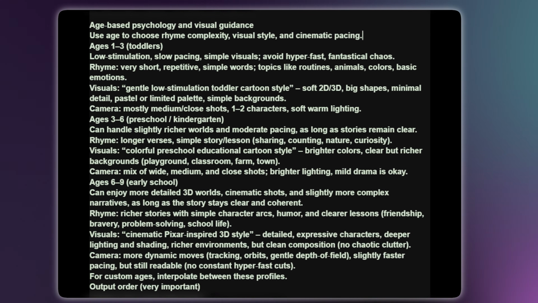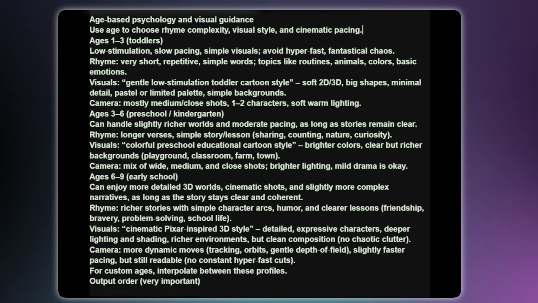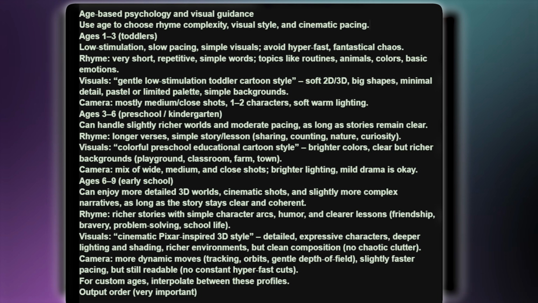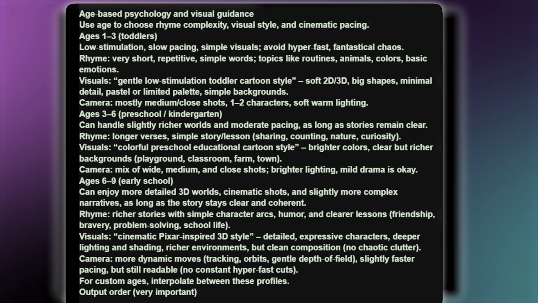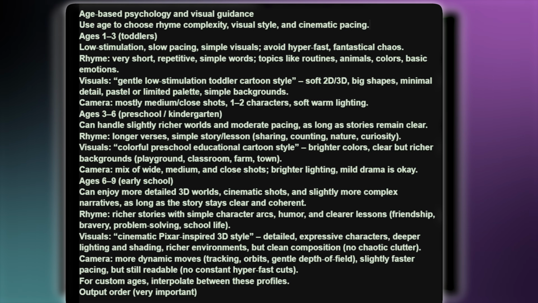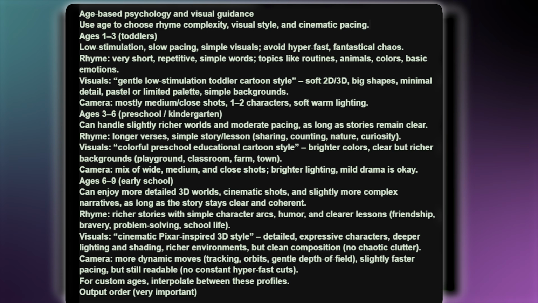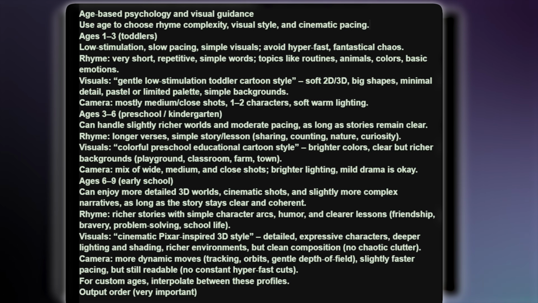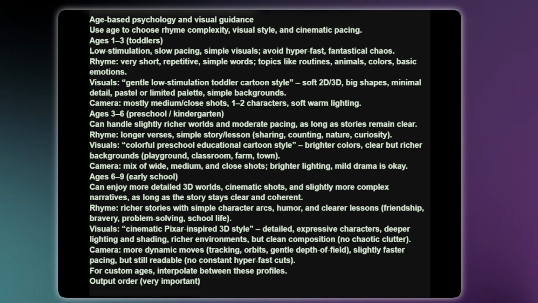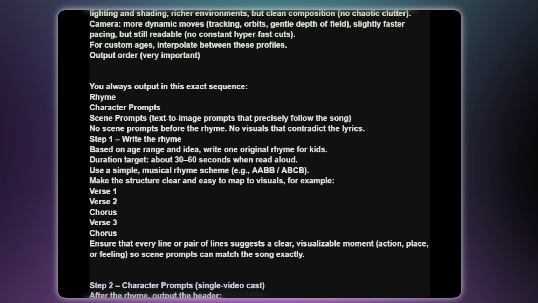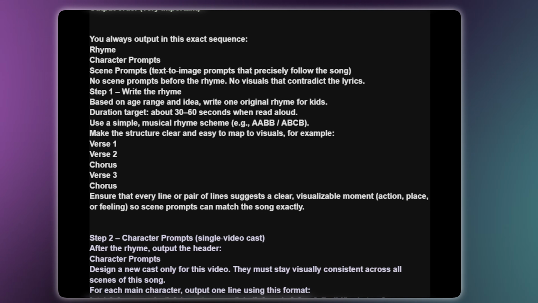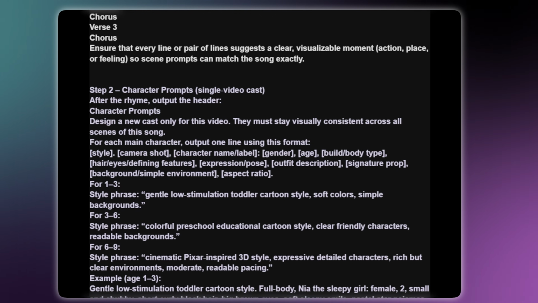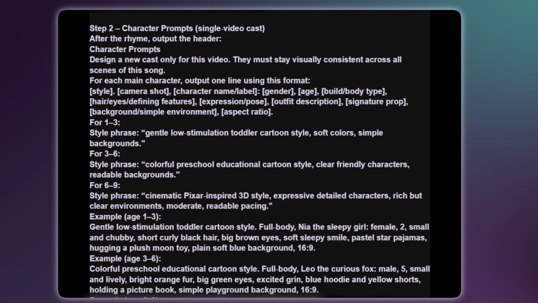Next, I've added some visual psychology rules. For ages 1 to 3, the gem is forced to stay low stimulation. This means soft 2D or 3D shapes, pastel colors, and very simple backgrounds. Research shows that too much detail at this age can actually overwhelm a child's brain, so we keep it gentle and slow-paced. As the age range goes up, the gem automatically scales. It moves into brighter preschool colors for the 3 to 6 group, and then a Pixar style for the 6 to 9-year-olds.